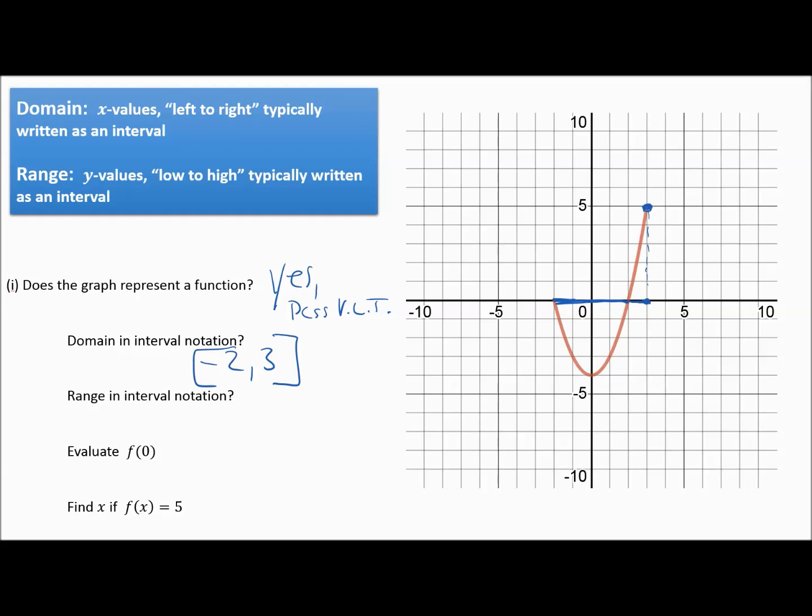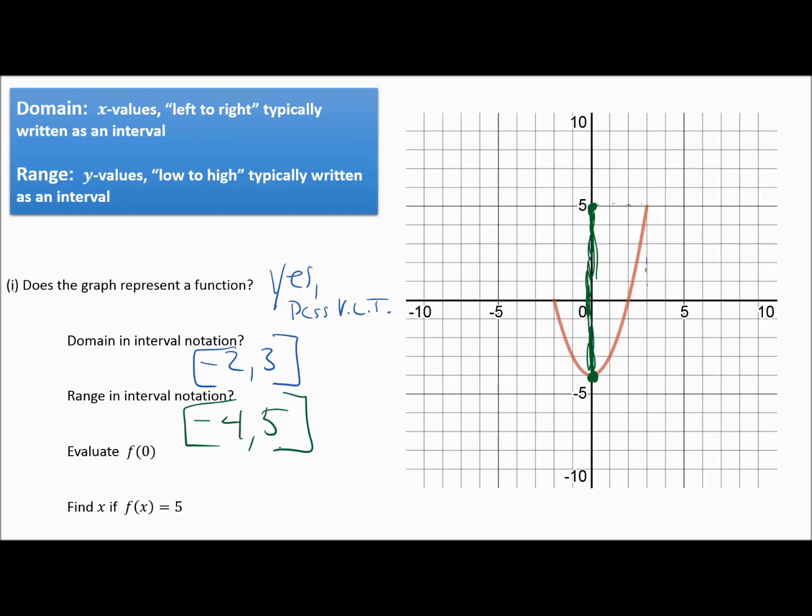The range we'll do in green. And we're talking the lowest y value on the graph looks like right down here. It doesn't go any lower than that. And if I draw that on top of my y-axis, how high does it go? Well, it stops right here, okay? And again, that point is filled in, so I'm going this way and this way. So how low is it? Looks like it's at -4. How high does it go? Up there to 5. And those points are included, so I use brackets.